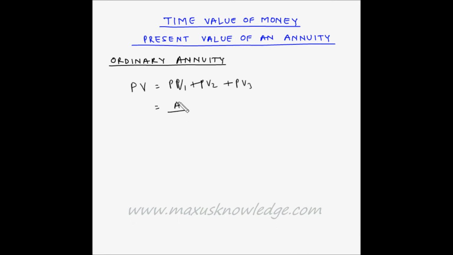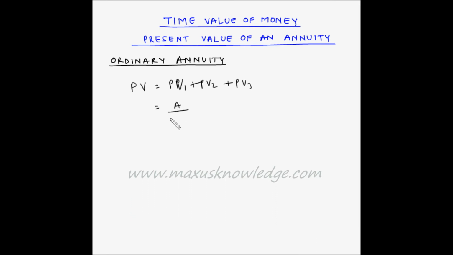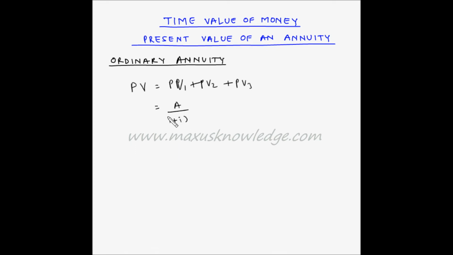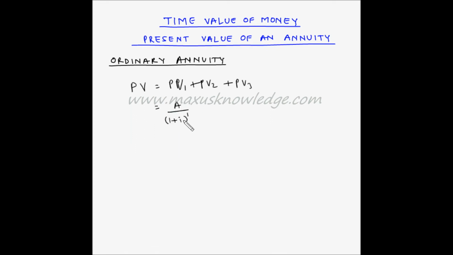Which was the amount 1000, divided by 1 plus I to the power 1. This was the first year, so we had 1 year as n, plus A divided by 1 plus I square, plus A divided by 1 plus I cube. So this was for the second year and this was for the third year. And this total was the present value for 3 years.